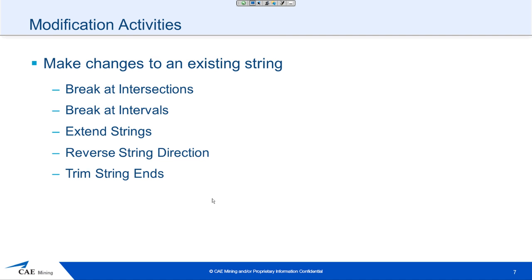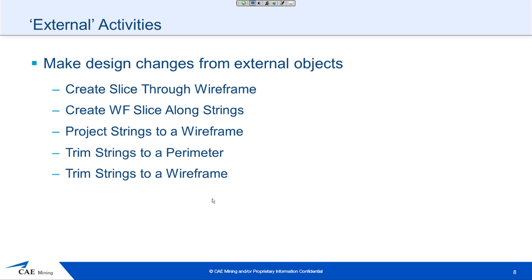The next I've listed as external activities. So they make design changes from external objects. So we can create slices through a wireframe. This is similar to doing plane slices. We can also create wireframe slices along a string.